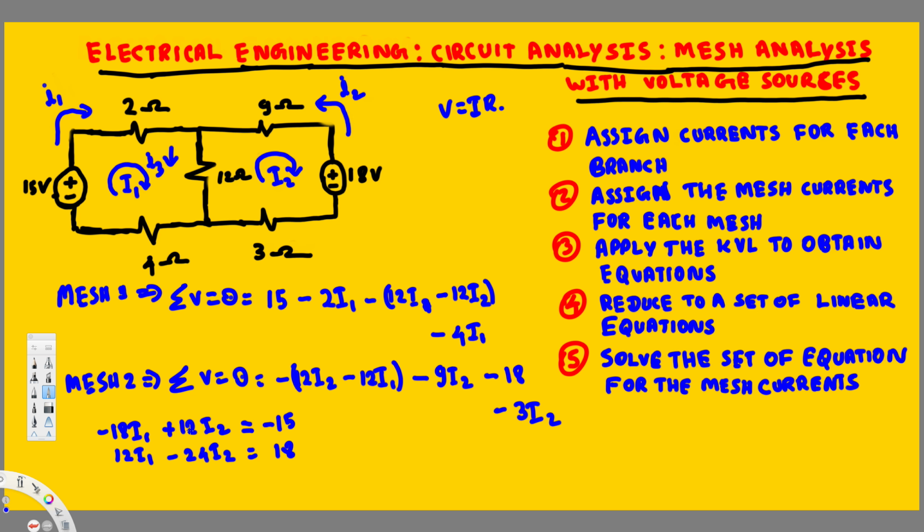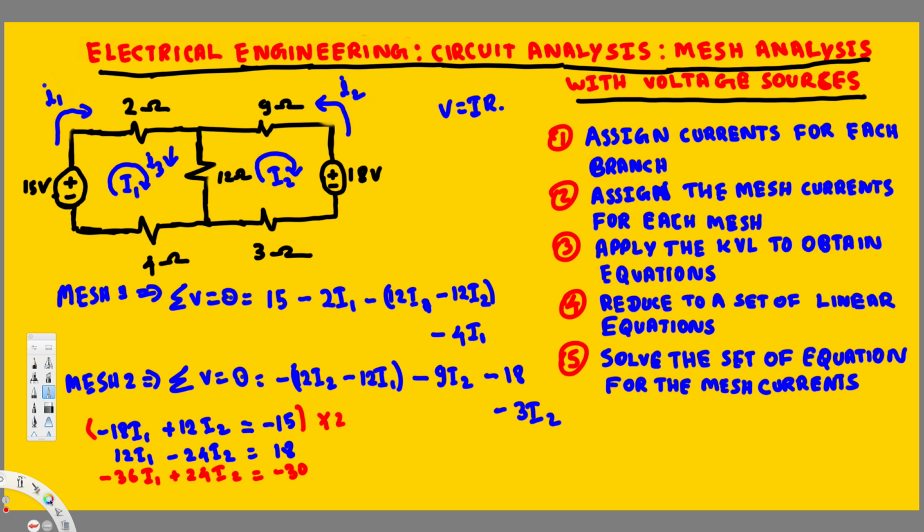Now, if you notice, here we have 12i2, here we have minus 24i2. So, in order to solve this one easily, what we can do is multiply this equation by 2. So, if we multiply, this is going to become 24. And when we add them together, this 24 cancels, and then we can solve for this i1, right? Now, if you multiply this one by 2, that's going to make this one minus 36i1, and this is going to become plus 24i2, and this is going to be negative 30, right?